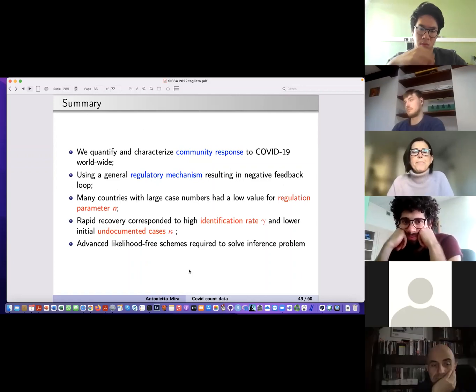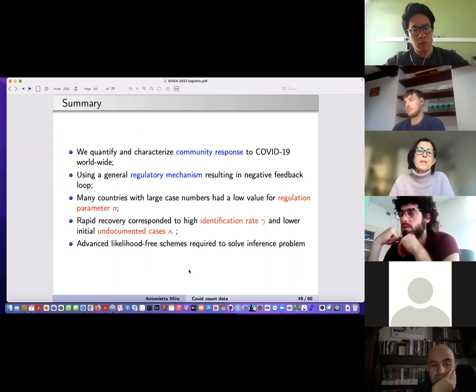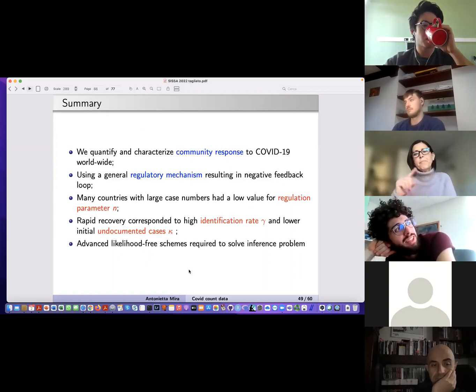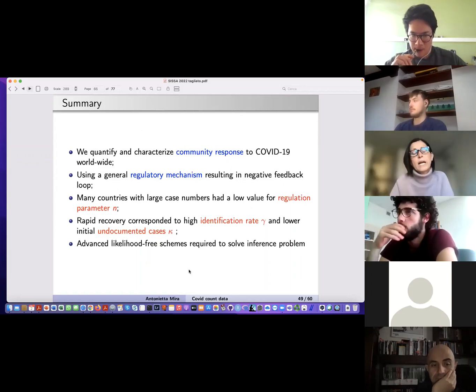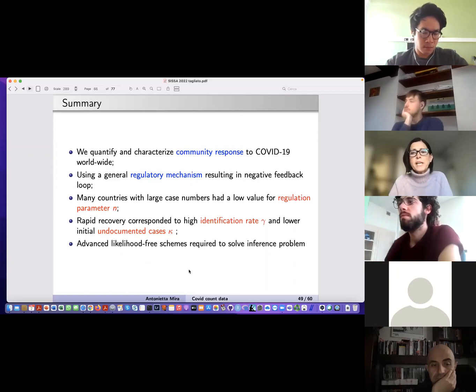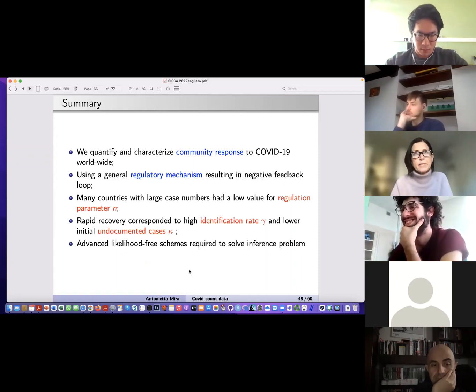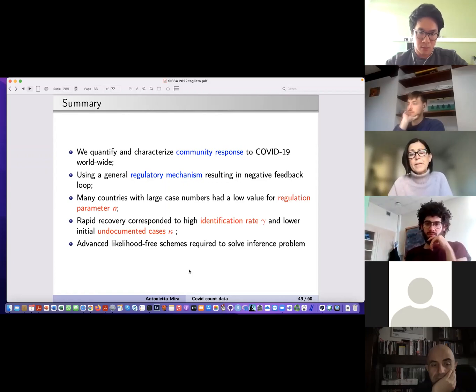So to summarize, this model allows us to quantify and characterize the community response to the pandemic worldwide. We use this general regulatory mechanism that results in a feedback loop, so that we don't need to model how each country reacted to the pandemic, the timing and the measures, but this feedback loop allows us to take that into account implicitly. Many countries with large cases have a low value of this regulation parameter, so they didn't react strongly to the pandemic, at least at the time we estimated the model. Rapid recovery from the pandemic typically corresponds to high identification rate and to a lower initial undocumented number of cases. And this is in line with what we would expect.